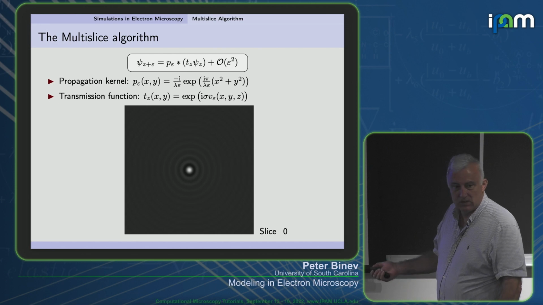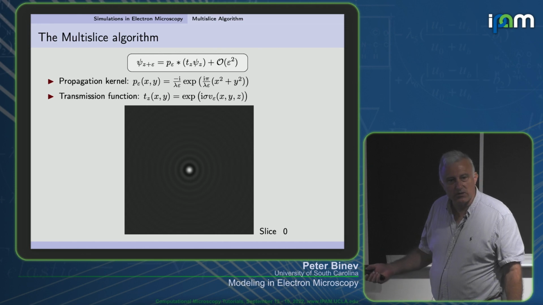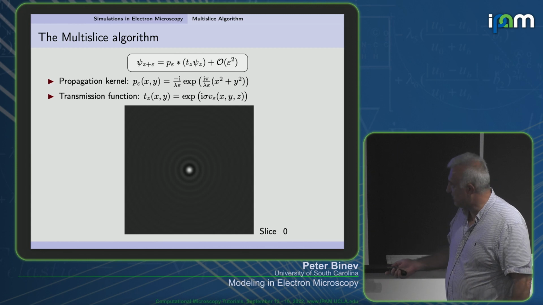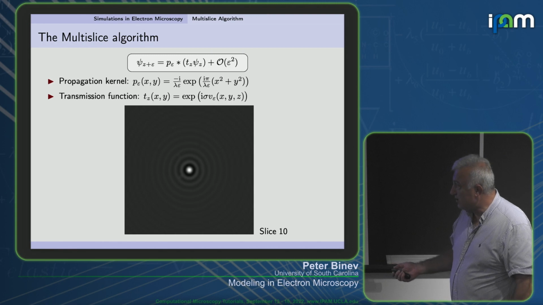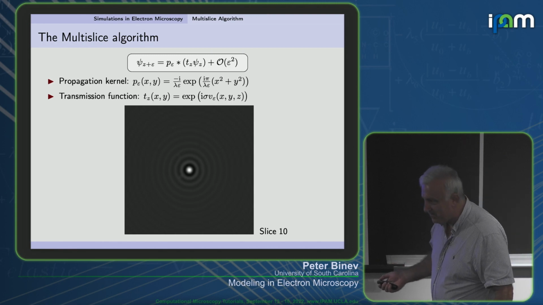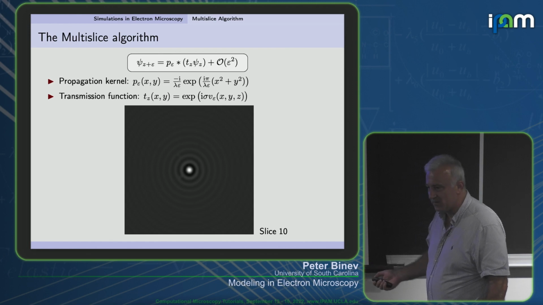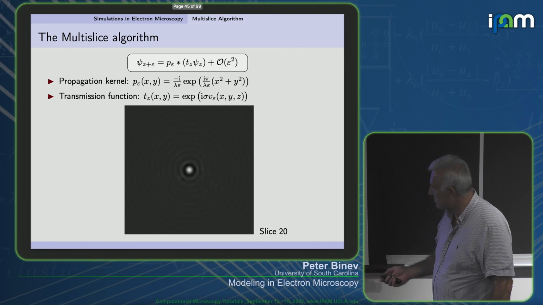We start with the initial wave. This is how the electron beam looks when there is nothing there. Then we go to the next. You might see, probably if you're in the first row, that there are some distortions a little bit. These are some atoms which are passed through.